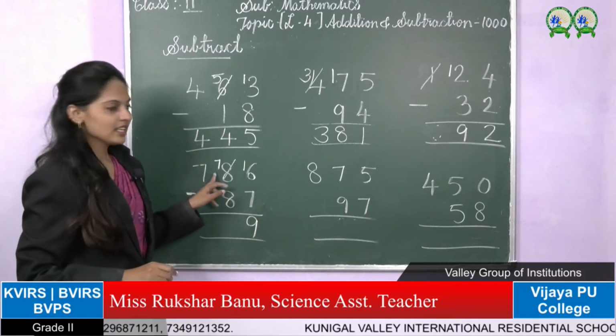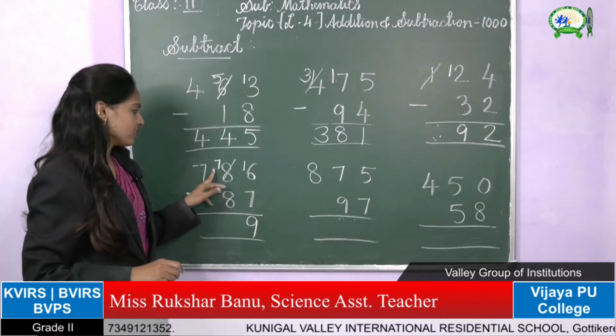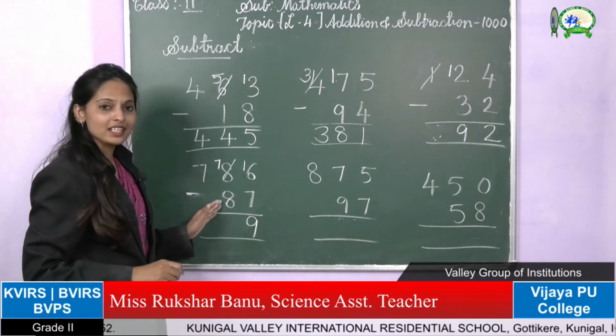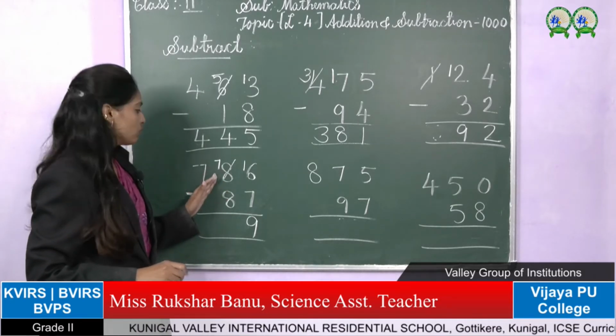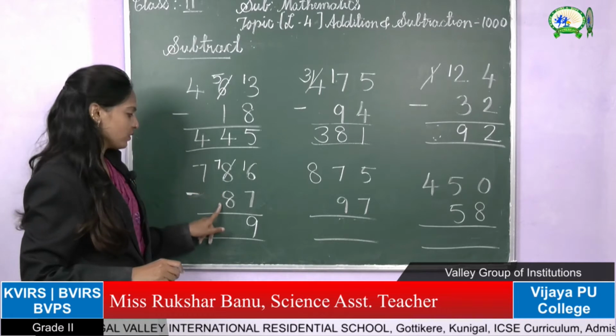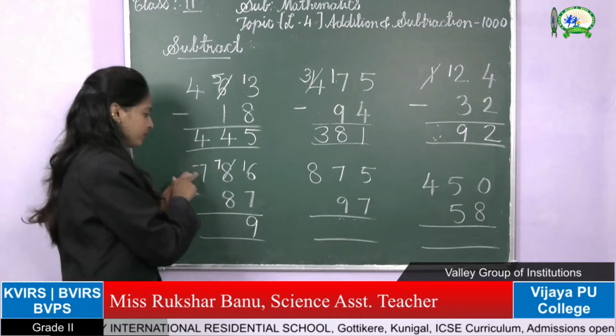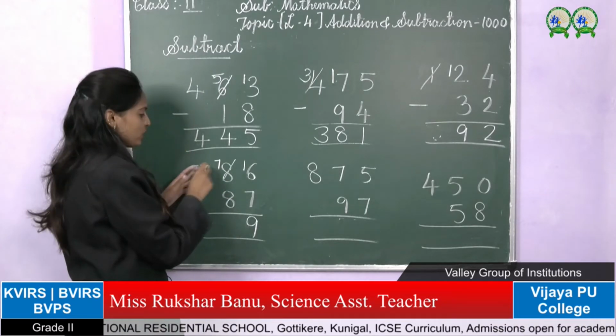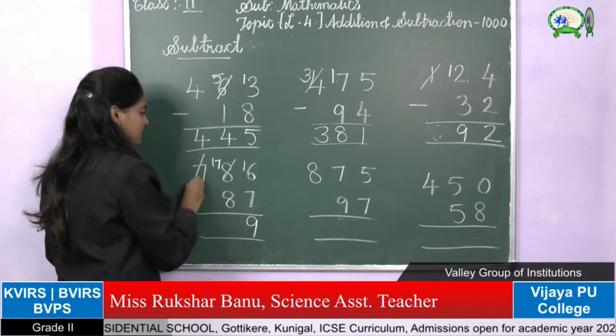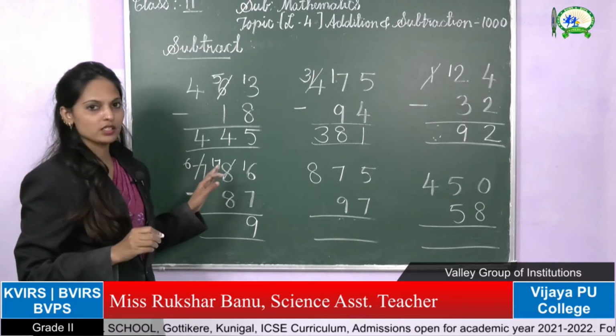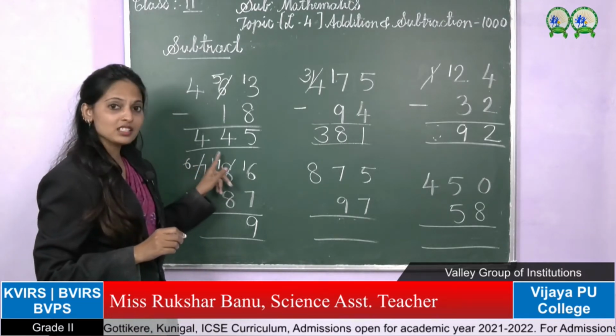Next here 7 is there, 7 left. Again here we have to cancel 8. Again only 7 is there, so we have to take 1 from the 700's place. And next here 6 will be left. So here now we got 17.